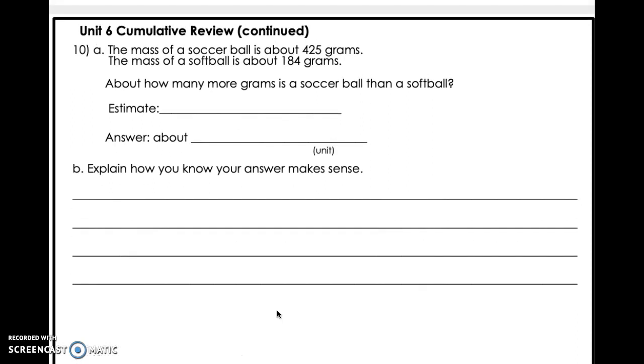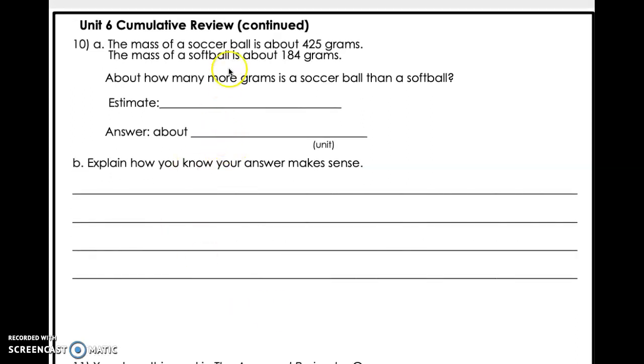The next one is mass. Mass is the amount of space something takes up, and we use our measuring. A soccer ball is about 425. A softball is about 184 grams. How many more grams is a soccer ball than a softball? When you see how many more, you're going to subtract.